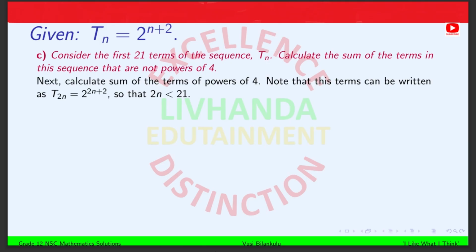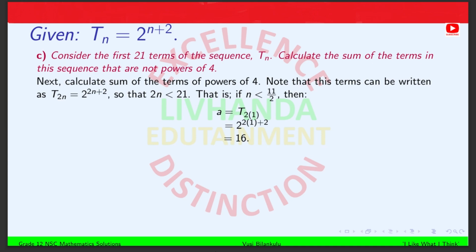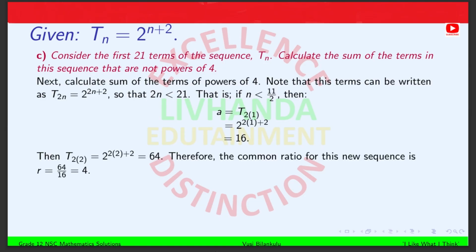Next, calculate the sum of the terms of power of 4. Note that these terms can be represented by the formula T2n equals 2 exponent 2n plus 2, such that 2n is less than 21. So then n is less than or equal to 10. Substitute n equals 1 into T2n so that the first term equals 16. Then the second term is 64. Therefore, the common ratio for these terms is 4.